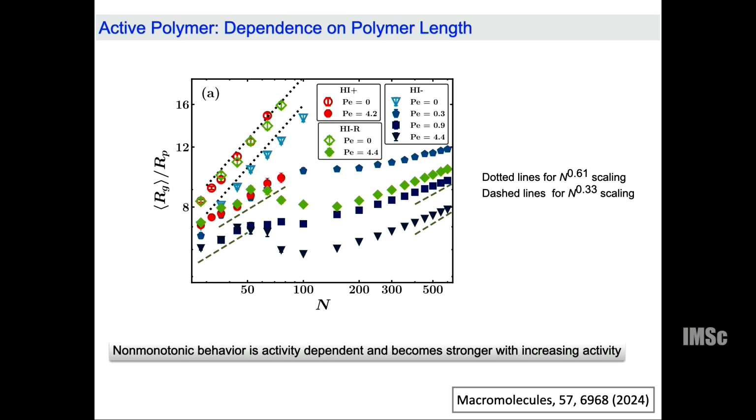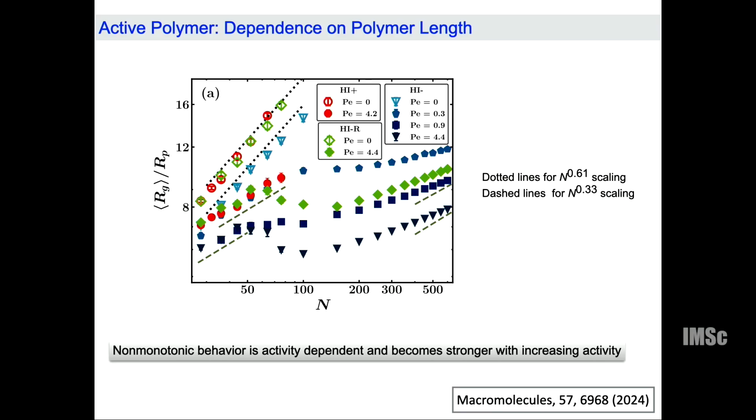The two points to note here: passive will have a scaling of 0.6, but when I go to the active case, the scaling decreases from 0.6 to roughly 0.3. That shows a globule formation, from an open state to a closed state. The second important thing to notice is that Rg increases, then decreases, and then again increases with an exponent which is roughly 0.33 again.